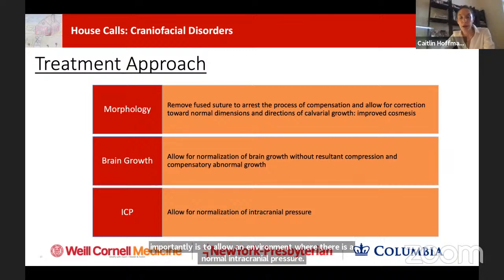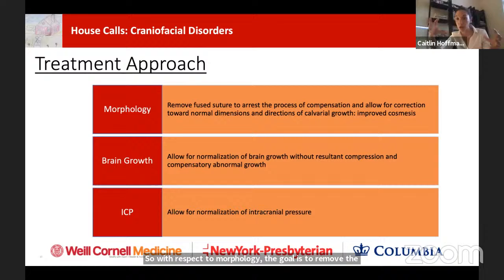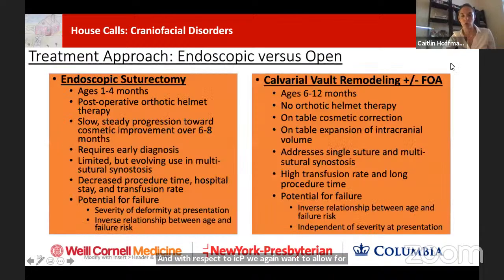So with respect to morphology, the goal is to remove the fused suture to arrest the process of compensation, and then to allow for correction towards normal dimensions and directions of calvarial growth over time, allowing for improved cosmesis and overall visual appearance of the child. With respect to brain growth, the purpose is to allow for normalization of brain growth without resultant compression and compensatory abnormal growth. And with respect to ICP, we again want to allow for normalization of intracranial pressure. So those are the three goals and tenets of treatment.